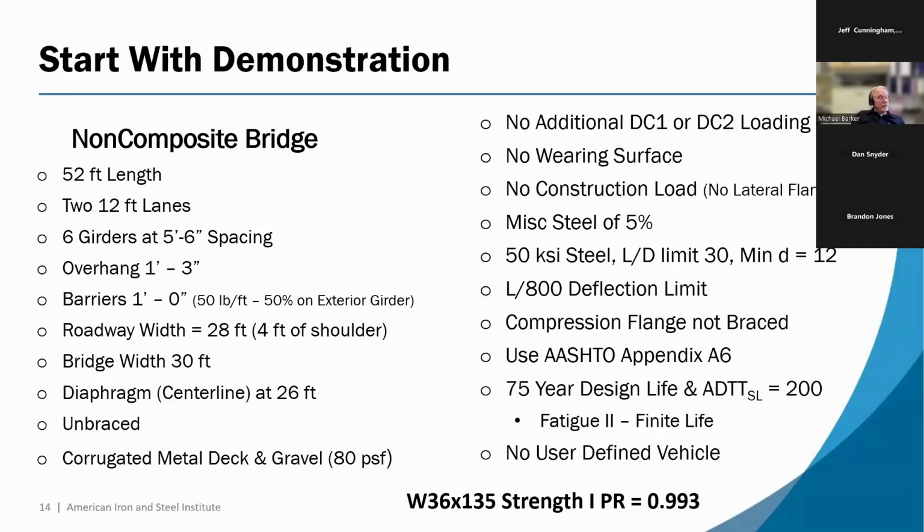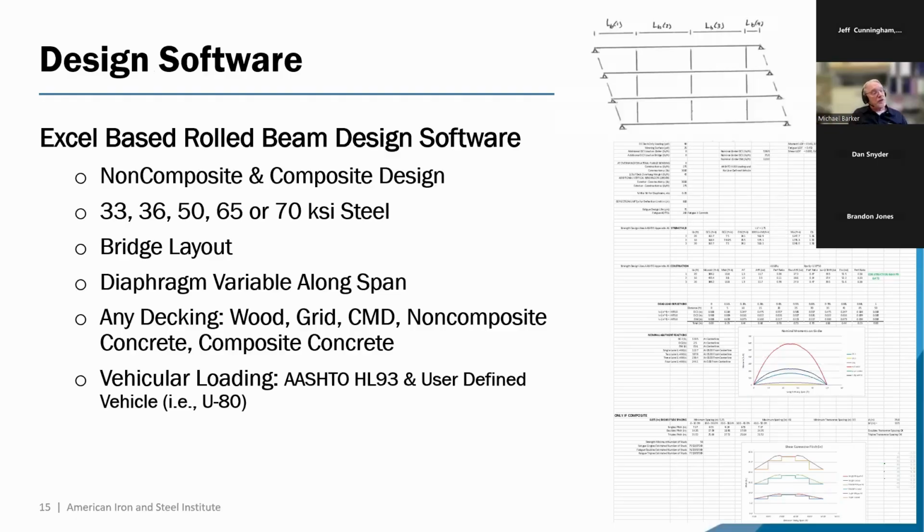Now, this program also will do a user-defined vehicle, but we have none here. And we run this, and at this point, I would actually bring it up if I had a full hour, but since I'm sharing this with AGA, I'm not going to bring up the Excel file. But it tells us a W36 by 135, where the controlling performance ratio is the Strength 1 AASHTO 10th edition limit state. So let me talk about the program a little bit before we get deeper into that example.